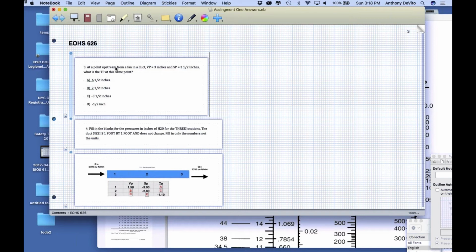But on the upstream side of the fan, before the fan, we would expect the static pressure to be negative. On the downstream side of the fan, past the fan, we would expect the static pressure to be positive. You can kind of visualize that.